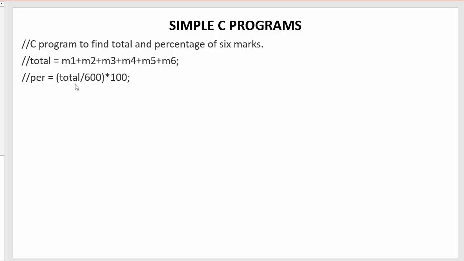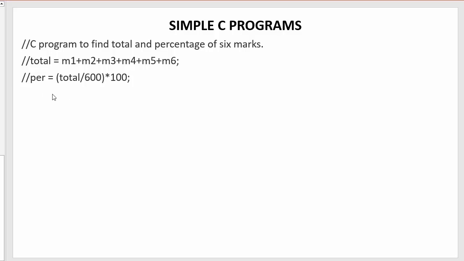Right now we have the total in our hand. We just need to use this formula to calculate the percentage. Once we get the percentage by applying this formula, we need to store that value inside another variable. For storing the percentage, I have created another variable PER, and this PER variable will also be of type float. So we have decided that for calculating the total and percentage of 6 marks, we will require 6 variables of type integer, another variable total of type float, and the last variable percentage or PER of type float.